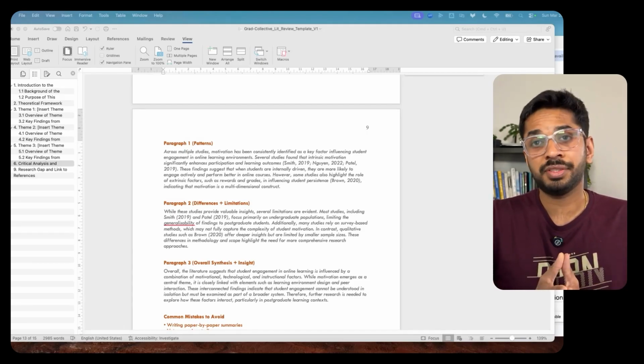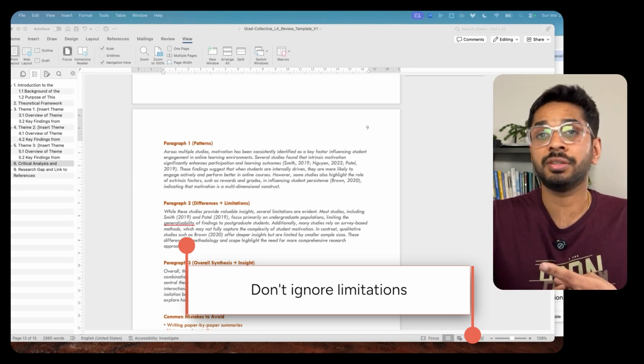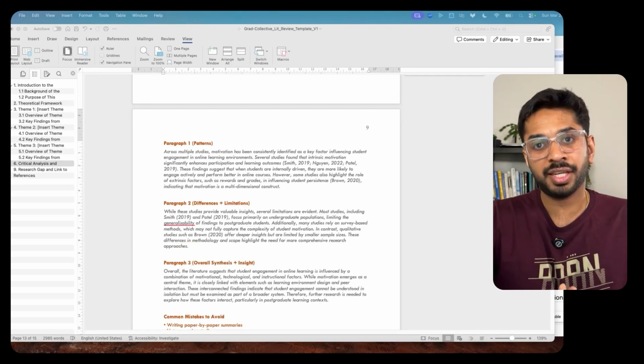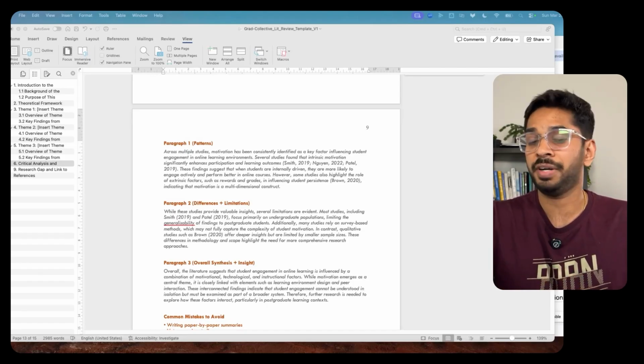And some of the common mistakes to avoid is don't list back-to-back paper summaries, don't ignore limitations, and also don't skip the overall conclusion. Once this section is complete, it clearly shows your understanding of the literature, and that's when we can move on to the final conclusion.